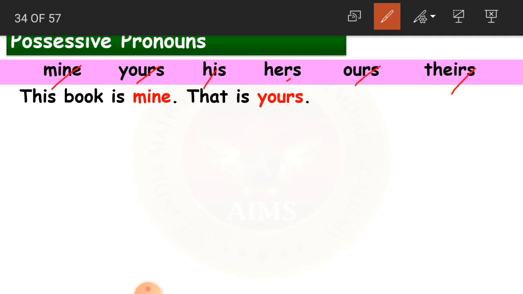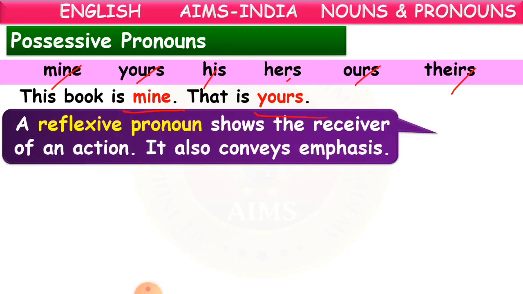For example, this is our sentence: This book is mine. That is yours. This is mine, it belongs to me. That is yours, it belongs to you. So this is a possessive pronoun sentence. Clear, children? Personal pronouns and then possessive pronouns.